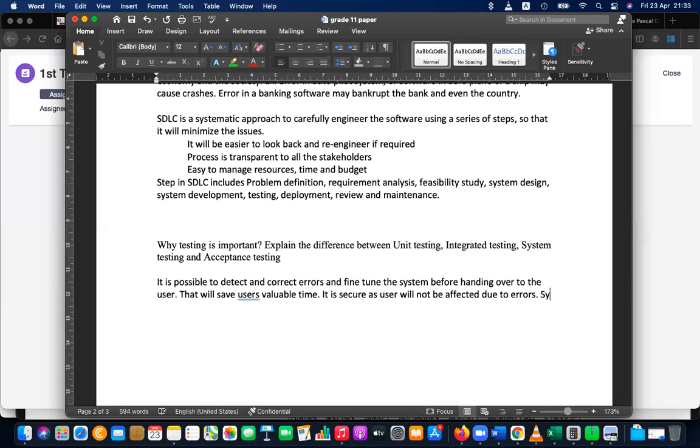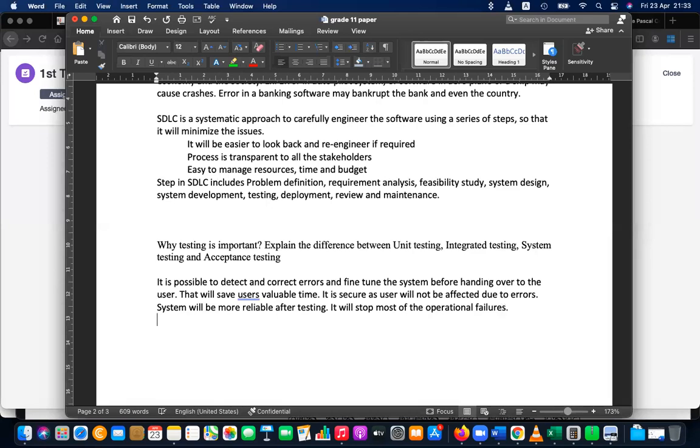Right? The system will be more reliable after testing. It will stop most of the operational failures. Okay, these are the key facts why testing is important.